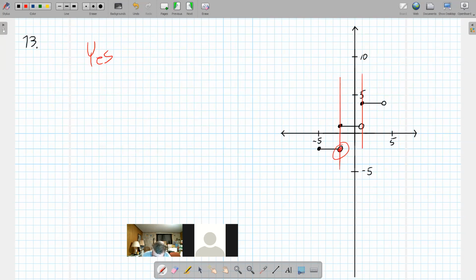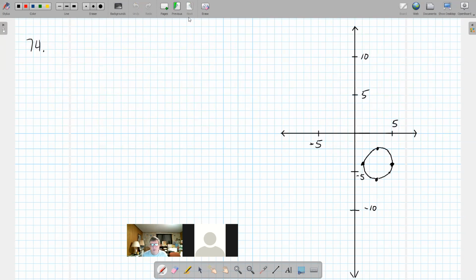Suppose that this point right here was filled in, then it would not be a function, okay? All right. Same thing here. See if this is a function. If it is, say yes. If it isn't, say no, and give two ordered pairs that show how it violates the idea of a function. How about right there? So not a function.